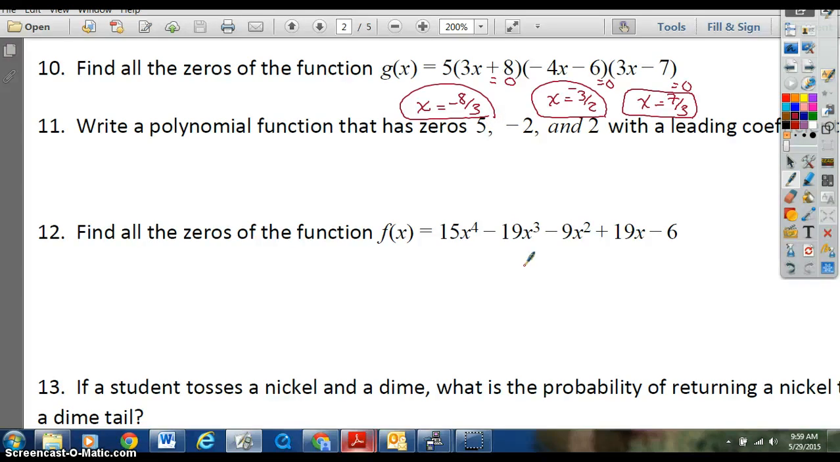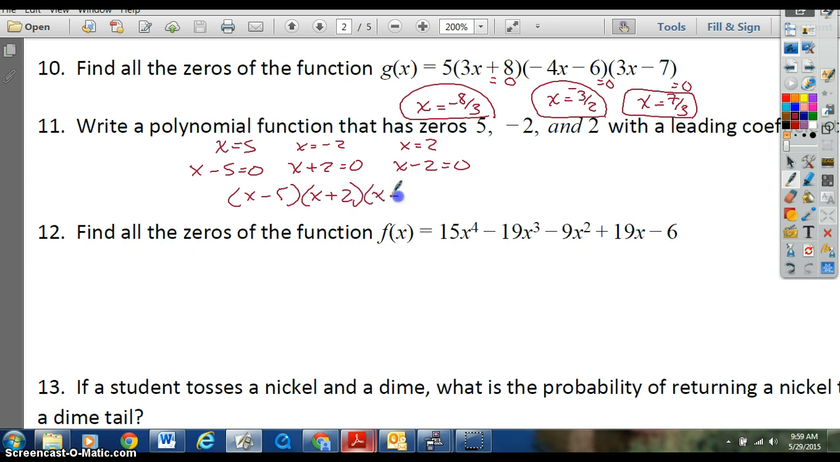Write a polynomial function that has these zeros. Remember, this would be x equals 5, so x minus 5 equals 0 at some point. We have x equals negative 2, so that means x plus 2 equals 0 at some point. And x is positive 2, so that means x minus 2 equals 0. Which means that I have x minus 5 times x plus 2 times x minus 2 equals 0.